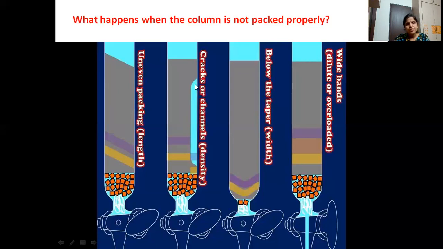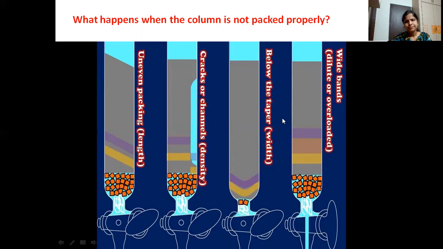Then the next type, you can see cracks or channels. So these are the cracks. This is the silica which is not being moistened by the solvent. So these are some of the cracks that may appear in the column. When these cracks appear, there won't be any proper separation. You can see this yellow band is not properly separated.